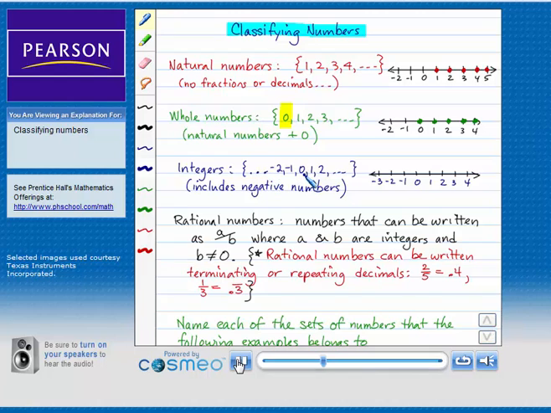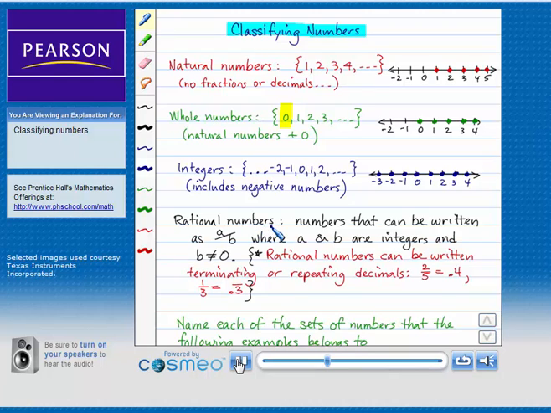Integers, on the other hand, do include the negative numbers. So integers are the set of whole numbers, but with negative numbers as well. Okay, so all of the numbers that do not include fractions or decimals would be illustrated on a number line, okay? And the arrows point in both directions, showing that the integers continue infinitely to the left of 0 and to the right of 0.